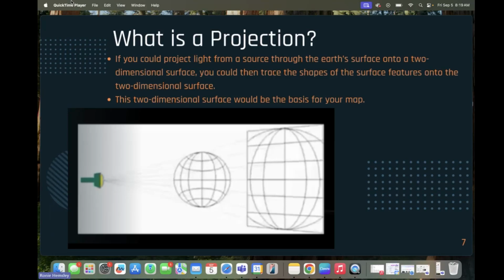Whenever we flatten the Earth, we introduce distortions. Depending on the type of projection, you might preserve one property, like shape, area, or distance, but distort others. And this takes us right back to the idea we started with on the first slide: the difference between a geographic coordinate system, which works on the curved surface of the Earth, and a projected coordinate system, which works on a flat surface. Projections are the bridge that connects those two worlds.